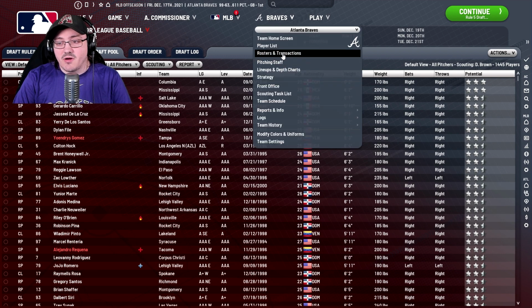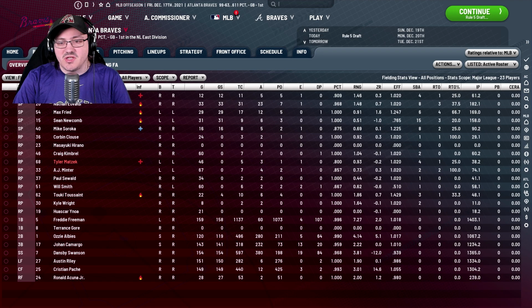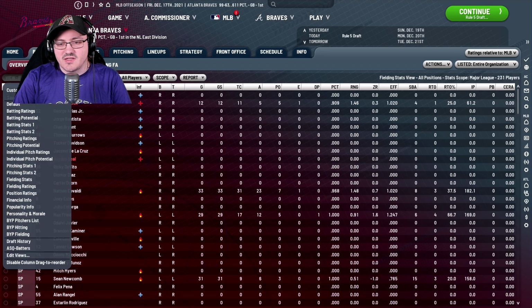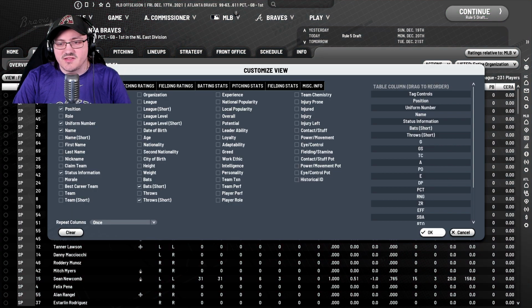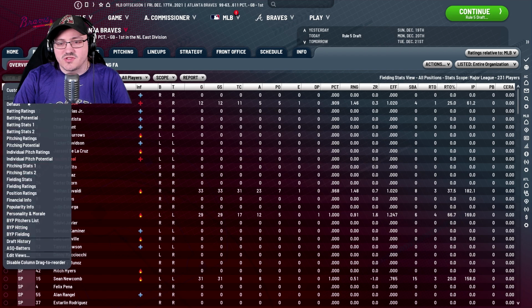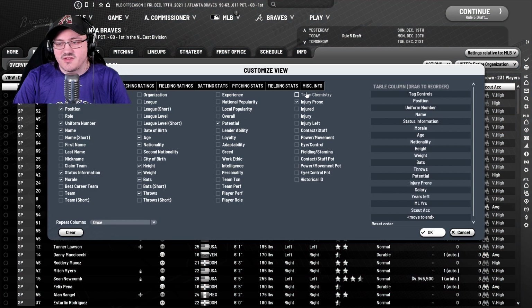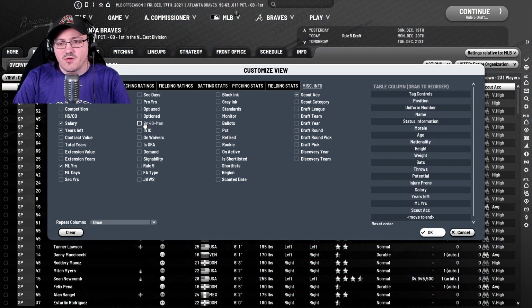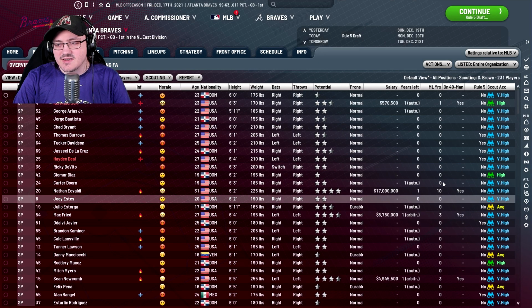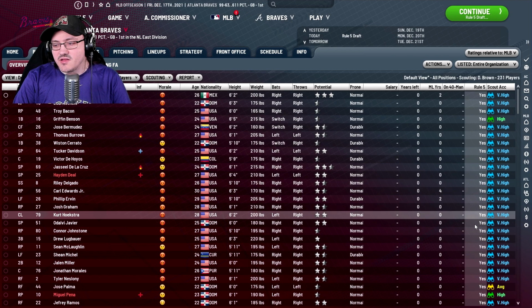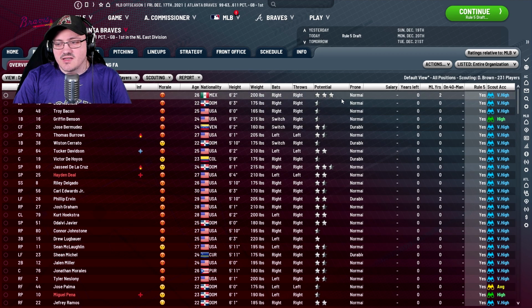Now, you can very quickly find out who is going to be on the Rule 5 draft if you go to Players, Overview, All Players in the Organization, and then go to Customize. I mean, technically you should go to Default and then go to Customize. If you go to Miscellaneous Info and say On 40-Man and then Rule 5 Status, Rule 5 eligible, meaning yes, is what we want to look for.